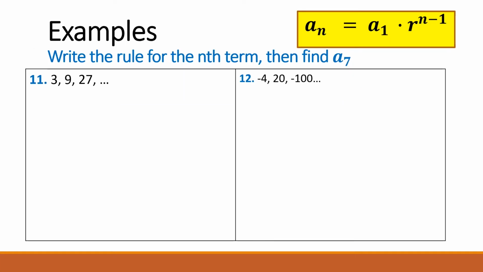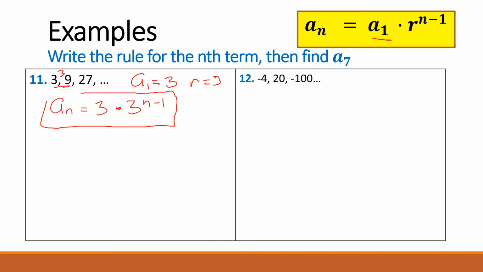For these examples, we want to write a rule for the nth term using the explicit formula, and we want to find a sub 7, the 7th term. The first thing we need to identify is a sub 1, our first term, which is 3. For our common ratio, let's divide: 9 divided by 3 is 3. I can only use these two because if we're asked to write a formula, we know this is a geometric sequence. So my common ratio is 3. I can simply fill it in: a sub n is equal to 3 times 3 to the n minus 1 power. And that is my formula.